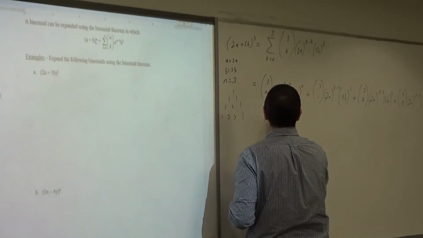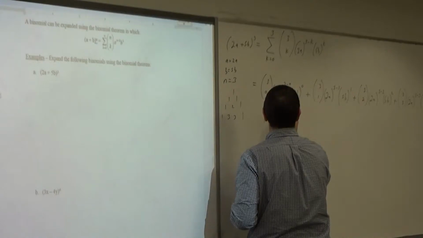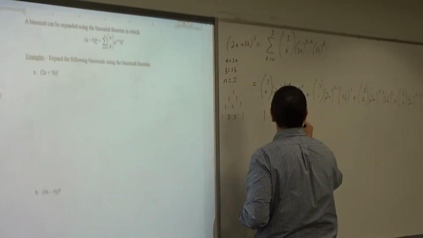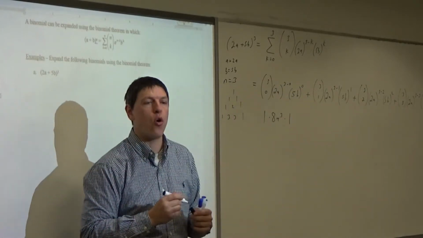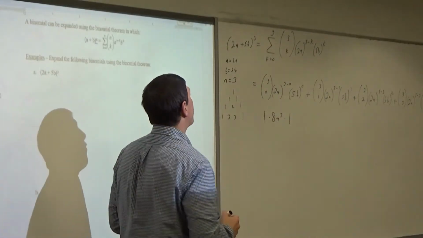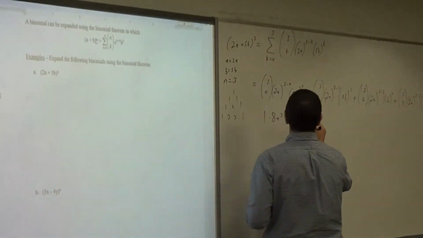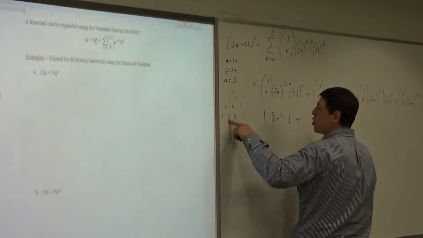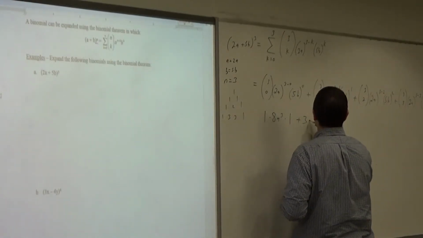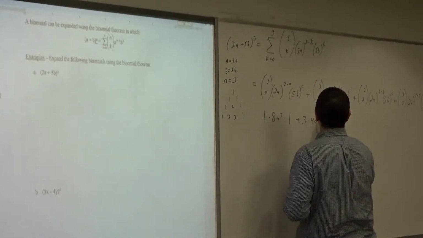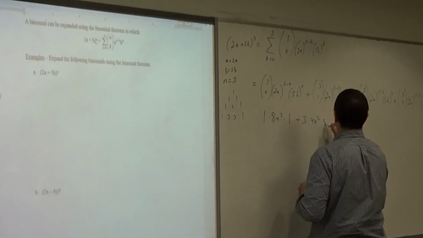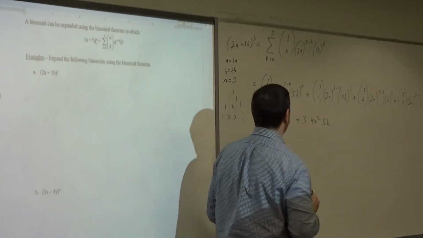2a to the third is going to become what, guys? 8a cubed. And then 5b to the 0 becomes 1. So that's the first term. Does that make sense to everybody, guys? Just basic evaluation. For the second term, we know what 3 combination 1 is. 3 combination 1 is 3. 2a quantity squared now is going to be 4a squared. And then 5b to the first is just going to be 5b.